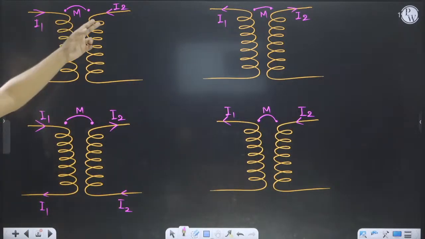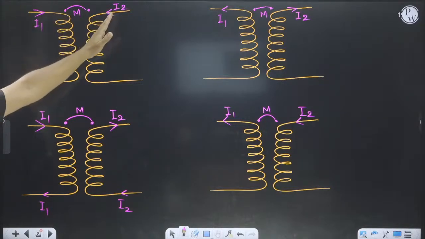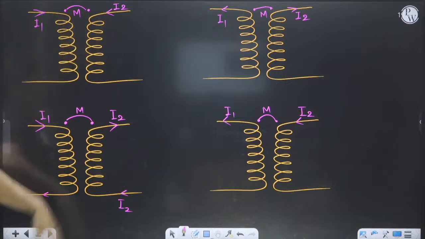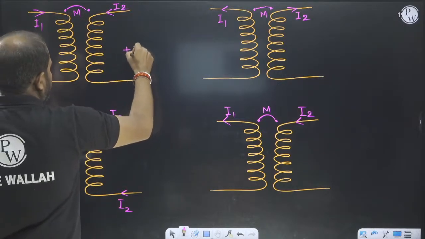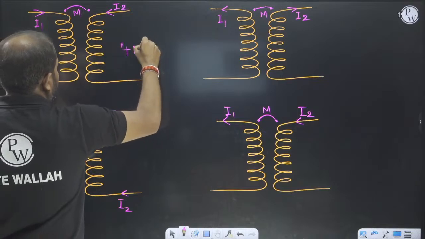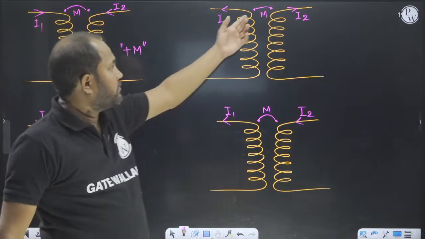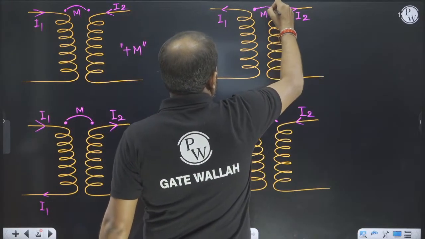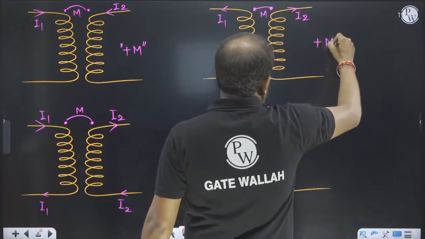If both have a dot side, this one is dot with entering current, and this dot side also has entering current, so both dot sides have entering current, then I will take plus M, because they both have entering. From the dot, both are leaving, so same nature. So here also plus M.